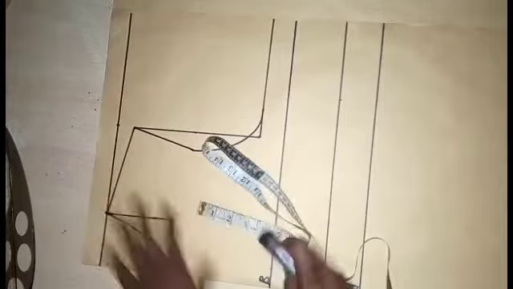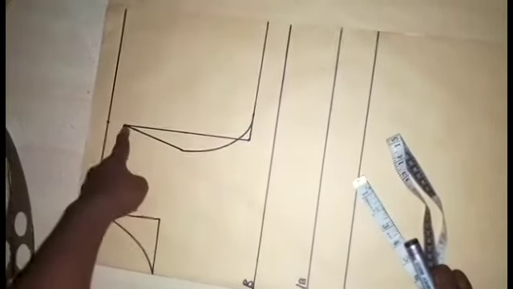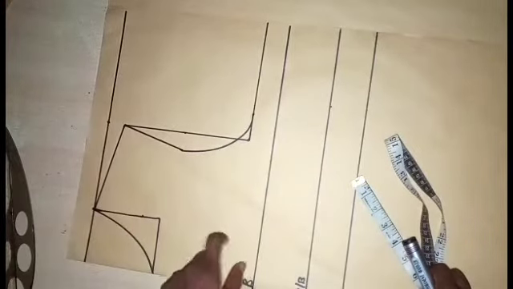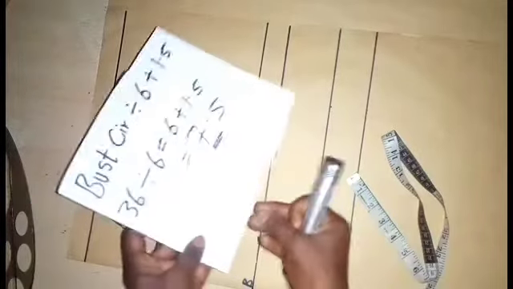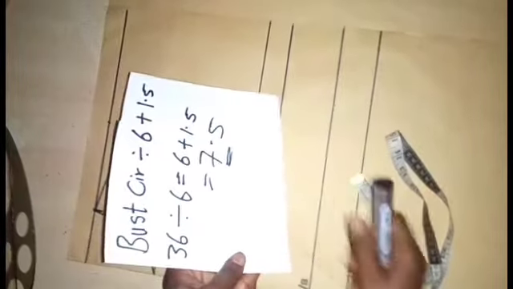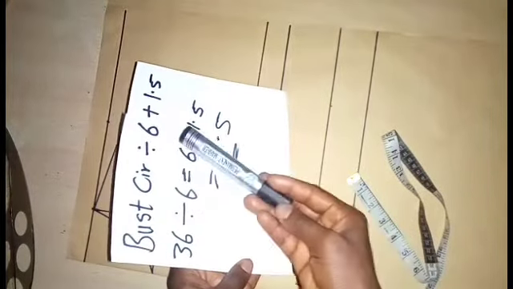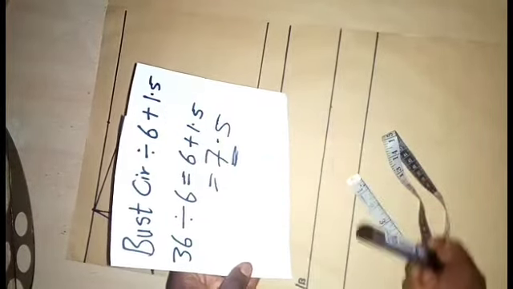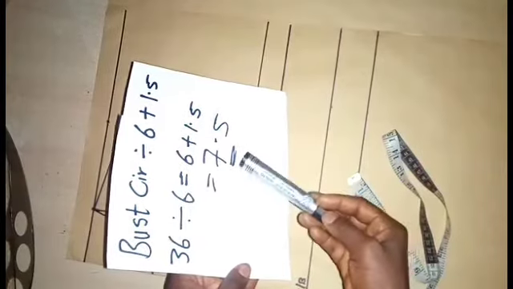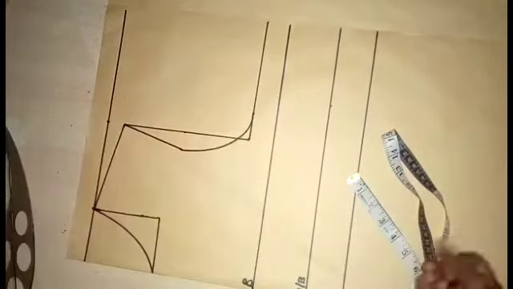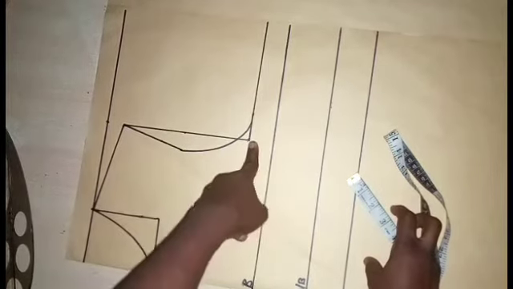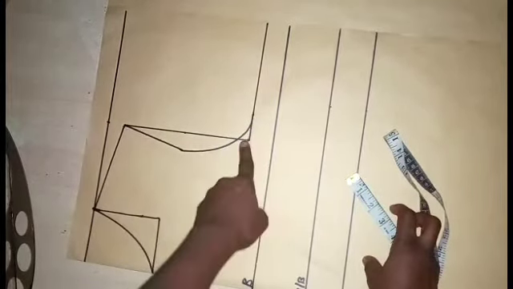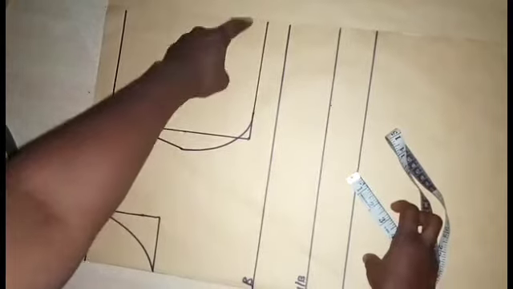Okay, good. So from that shoulder slant I took my armhole measurement. I explained that in the basic bodice tutorial. This is the formula to get the armhole length: the bust circumference divided by 6 plus 1.5. So I got 7.5. The 7.5 is what I measured from this shoulder slant to this point. Then I extended the line to this side.